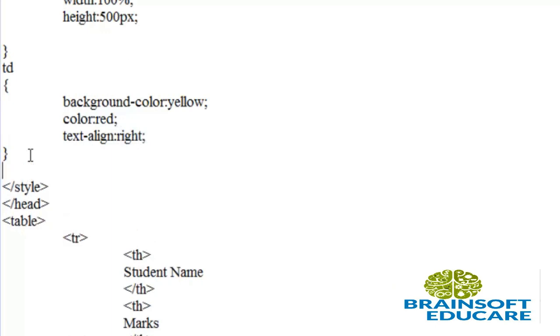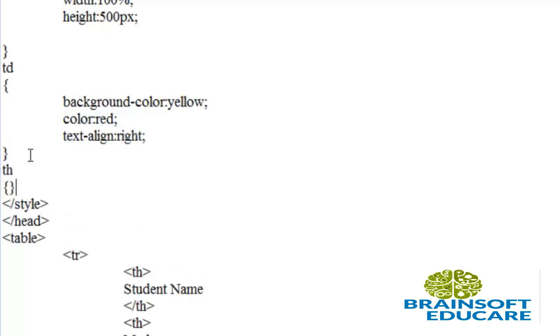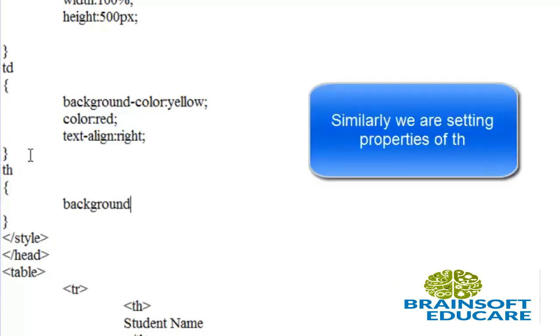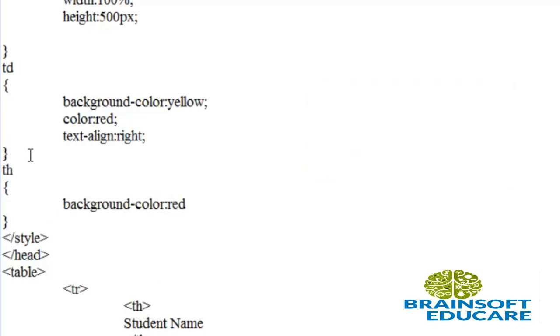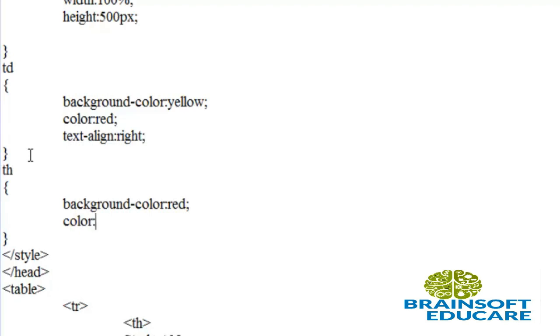Now let's set table header property. Background color to red and color is equal to white. So we have set various properties of table header, table data and table.